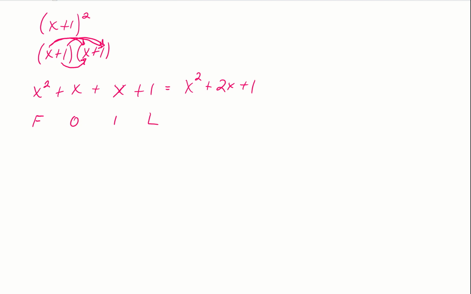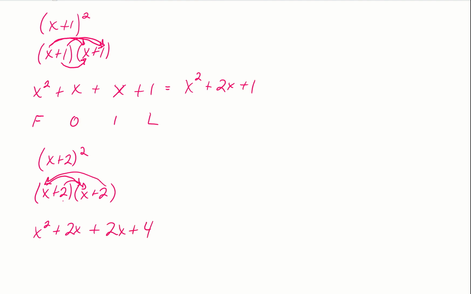Now you're not going to see the pattern until we do a few more. So let's look at the next simplest example, which would be x plus 2 quantity squared, and we'll do the same thing. So we'll do x plus 2 times x plus 2. I'm going to FOIL this a little bit quicker. So we have x squared plus 2x plus 2x plus 4. And if we combine like terms, we get x squared plus 4x plus 4.